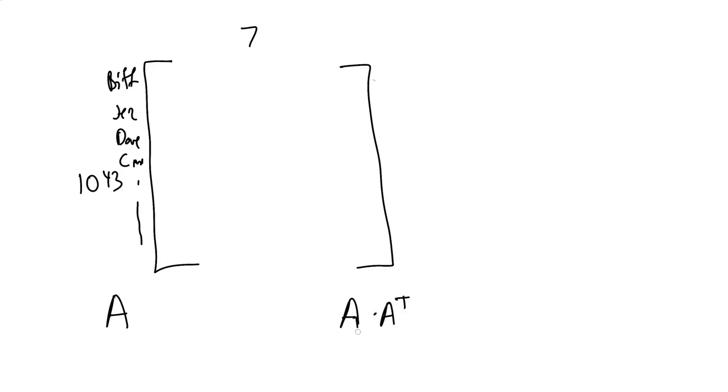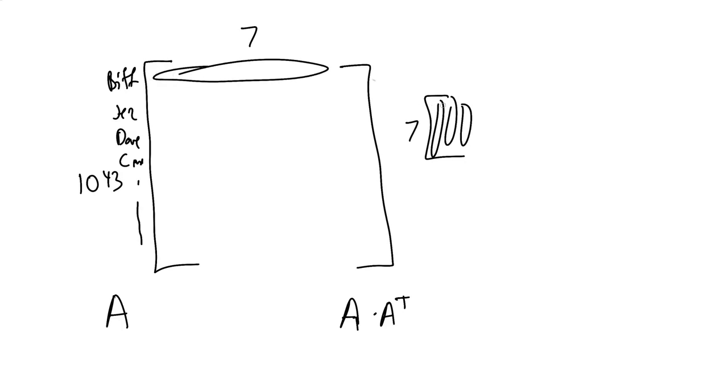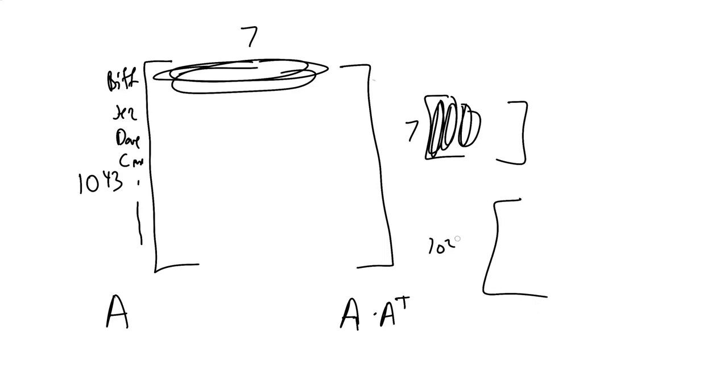transpose. A transpose takes this matrix and flips it on its head, so now all of the survey questions run up and down, and now I'm going to take Biff's survey times his own survey, and Biff's survey times Jezebel's survey, and Biff's survey times Dave's survey, and I get this whole thing, and now I'm going to get a 1,043 by 1,043 matrix, so it's square.